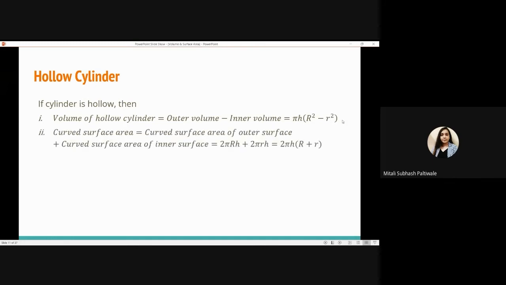Okay, let's go. The curved surface area would be the curved surface area of the outer surface plus the curved surface area of the inner surface, which is equal to 2 pi R h plus 2 pi r h.